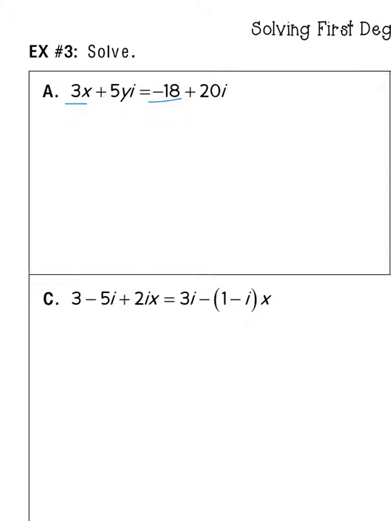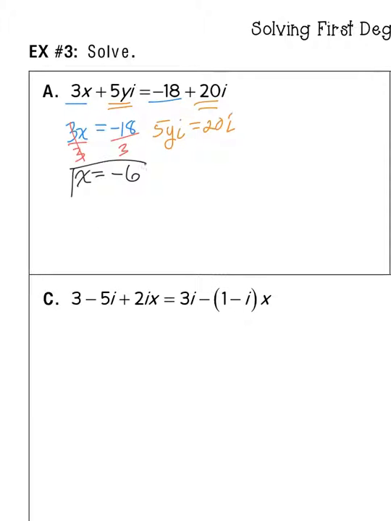So I'm going to set those two equal. 3x is going to equal negative 18. And then I'm going to set these parts equal to each other. So I have 5yi is equal to 20i. So on the left, to solve for x, I can divide by 3, and I get x is equal to negative 6. So that's one solution.